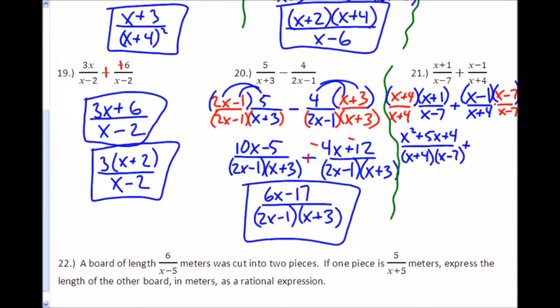Here I'm going to FOIL this out. That's going to give me an x squared minus 7x minus x plus 7, which then when I combine those middle terms is going to be an x squared minus 8x plus 7. Again, the denominator is the x plus 4 and the x minus 7. And now I can add those numerators. That's going to give me a 2x squared, a minus 3x, and a plus 11, all over the x plus 4, x minus 7.